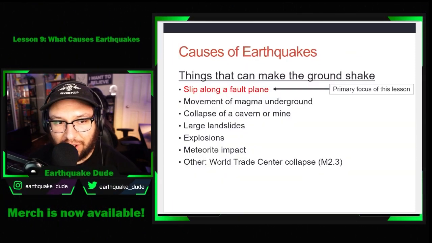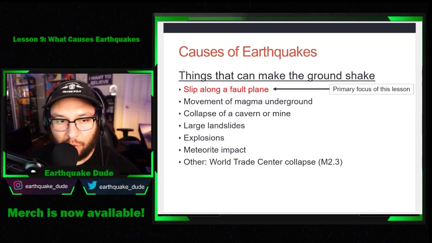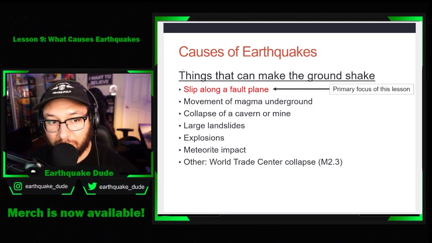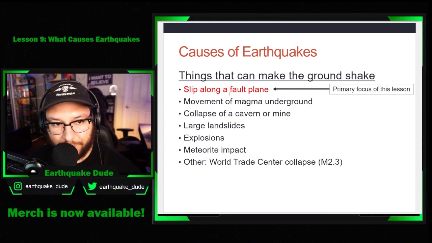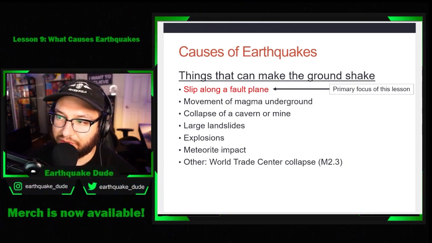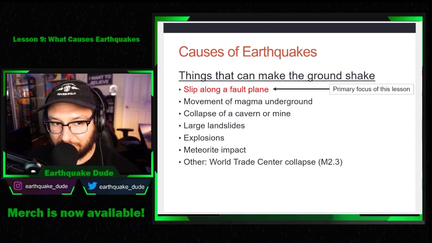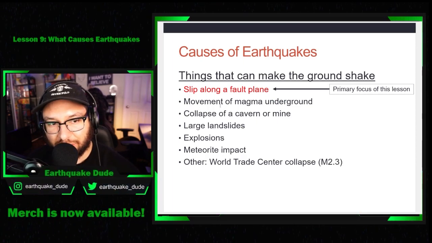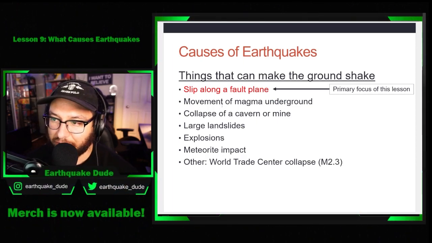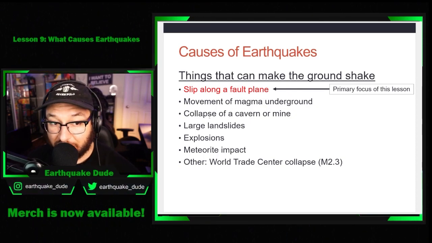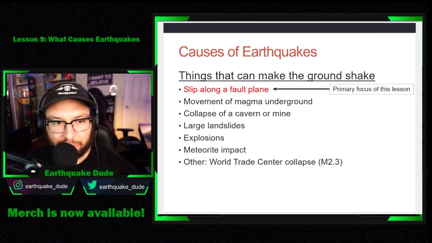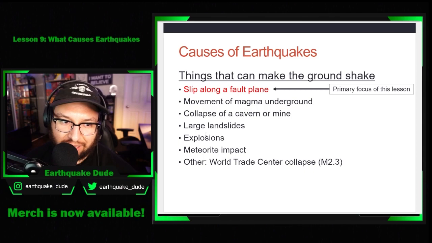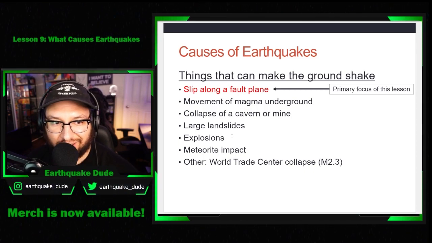So what causes an earthquake? The most common one, especially the one that we're going to focus on, is slip along a fault plane. But you can actually get earthquakes from other sources of energy. Whenever you have a volcanic eruption and the magma is moving underground, you actually create seismicity. You can create some earthquakes. You can also get earthquakes from the collapsing of a cavern or mine, large landslides, explosions, right? Blasting quarries, stuff like that, all create earthquakes.